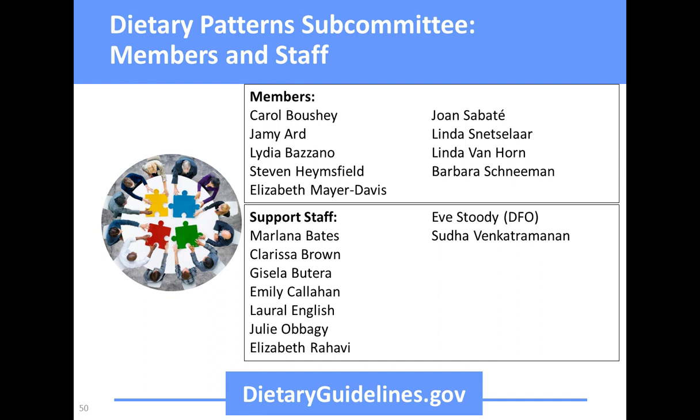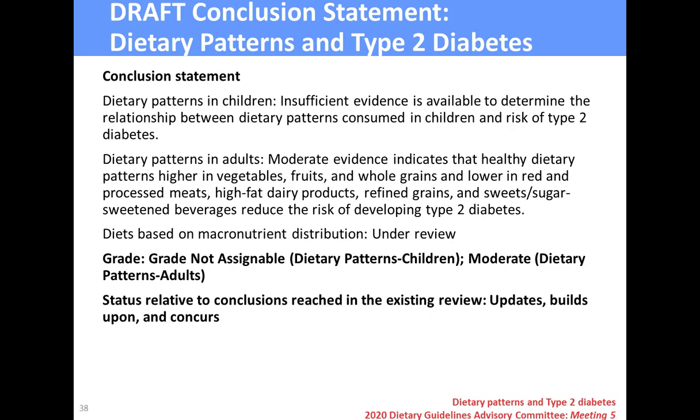So my follow-up question has to do with the wording of the draft conclusion statement on slide 38. If somebody could put that up. This is the one for dietary patterns in adults, where at the end of the statement it says these diets reduce the risk of developing type 2 diabetes. That's sort of a causal wording. All the other statements say are associated with reduced risk. And unless you feel really confident in the randomized trial evidence base, I would avoid the wording of reduced risk.